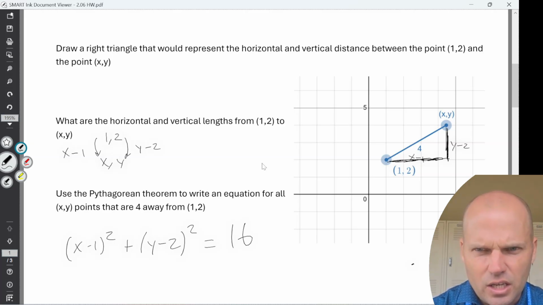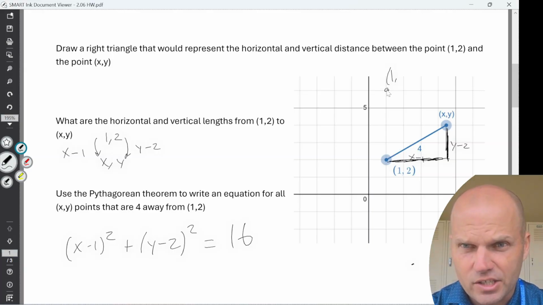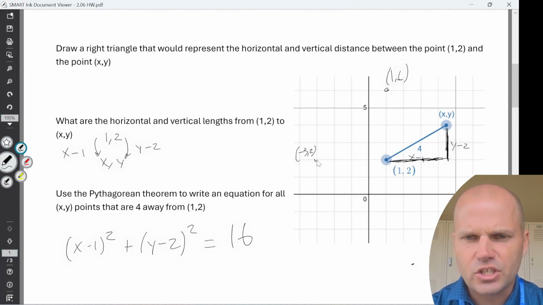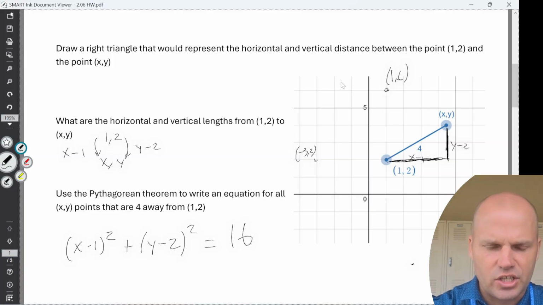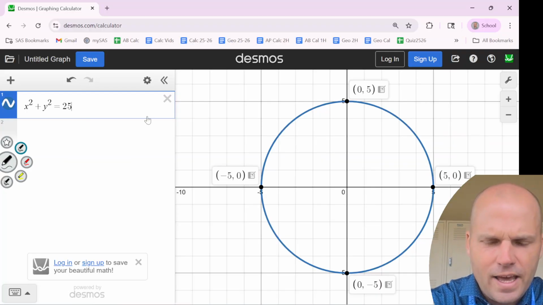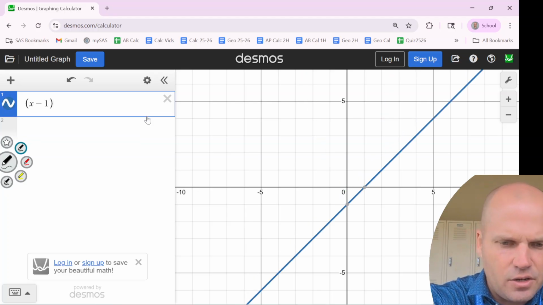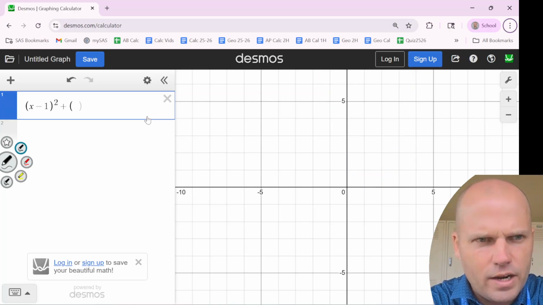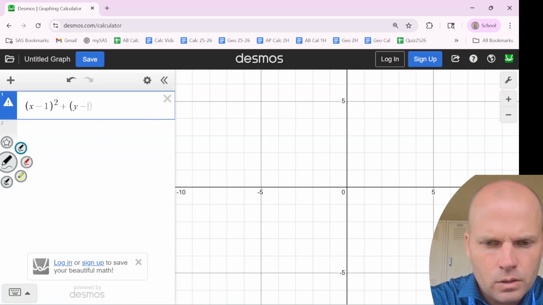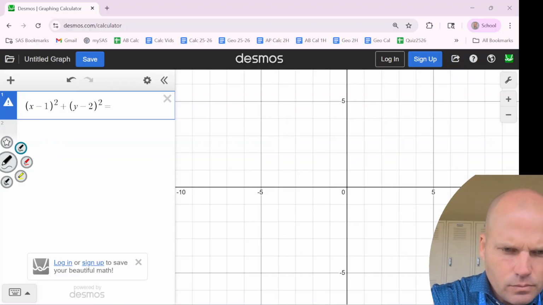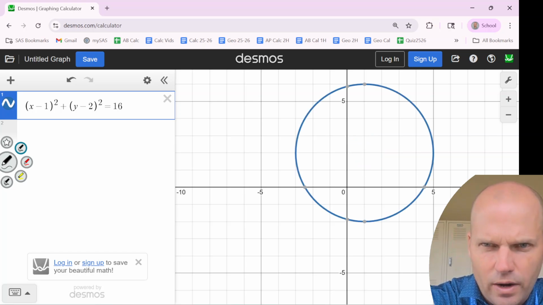Now, we should see this point 1, 6. We should see this point negative 3, 2. These are just examples of easy points that should exist on our circle. So if we went ahead and graphed it using Desmos, first thing is first, we have this x change squared plus this y change squared. So that's y minus 2 squared equals my diagonal length squared, or my radius squared.